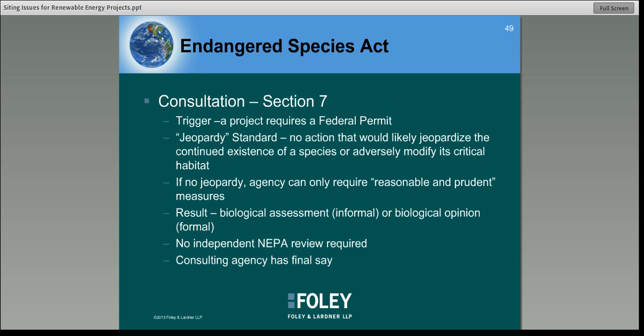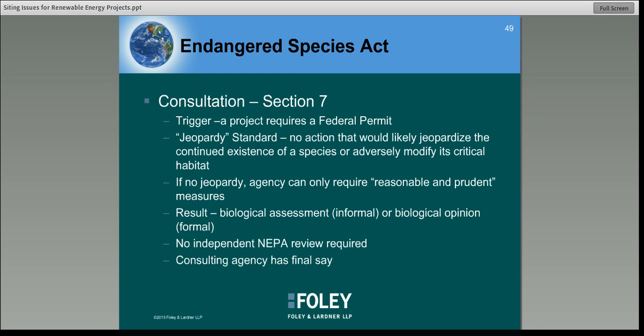There's an informal consultation and then a formal consultation. The informal consultation involves the preparation of a biological assessment, and the purpose of that is for the lead agency to work with FWS to determine if the proposed action is likely to affect species. If it's not likely to affect species, and that's the conclusion of the biological assessment, then the requirements under the Endangered Species Act are complete and no further analysis is necessary.